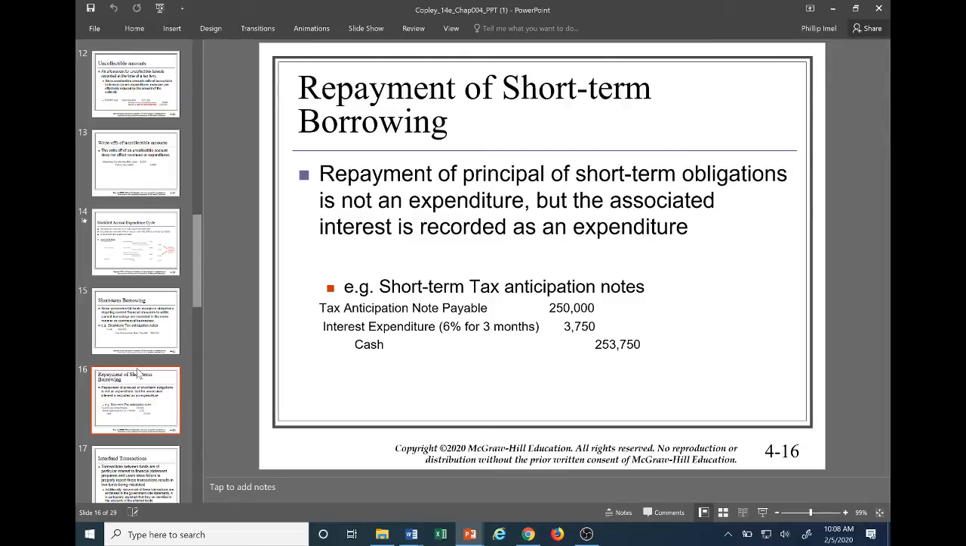So we can see here we're now debiting the tax anticipation note payable, right? Because we've eliminated that liability because we're paying the bank back. But then we've incurred interest at 6% for 3 months, right? But the interest, notice here, we did count that as an expenditure, right? And that's $3,750. And then obviously the cash payment of $253,750 is going to be the total payment. Why do you think we would treat interest as an expenditure and not the actual principal?